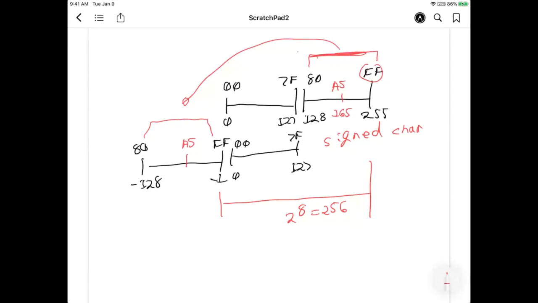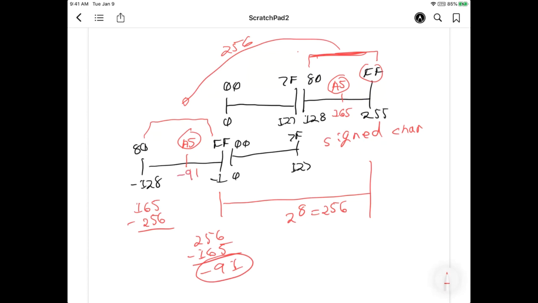The way to work it out is that you know that this A5 to this A5 is a 256 difference. So you could just take 165 minus 256, and that would be your answer. If you're working this out by hand, it's just as easy to say 256 minus 165, and come up with minus 91 just by flipping the digits. So that's how you would convert from a number in the range of 80 to FF into one that makes sense as a negative value, minus 91.